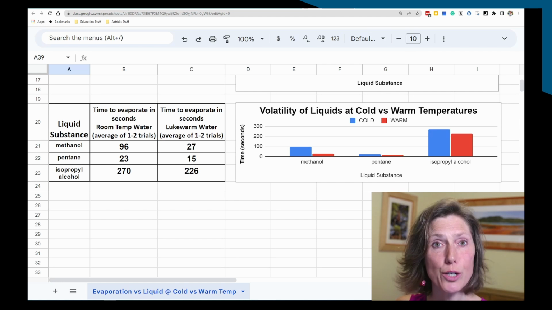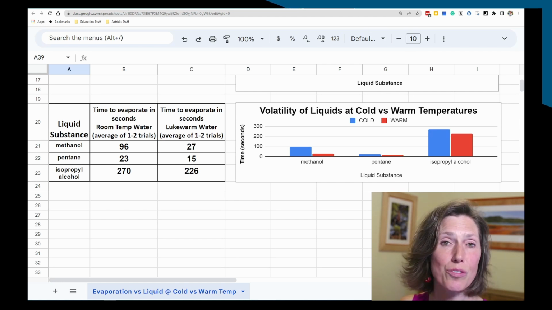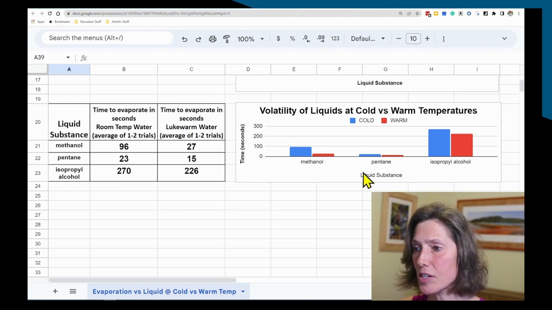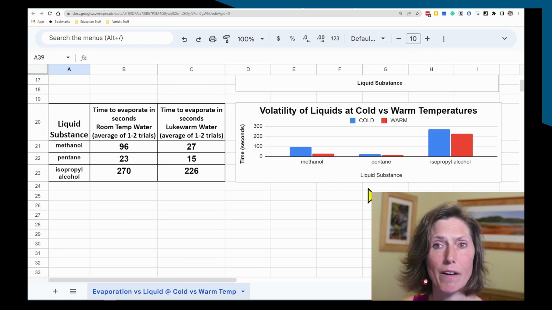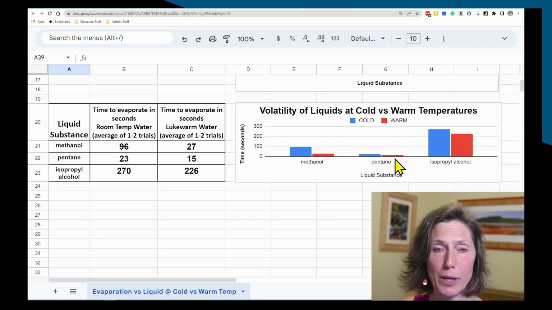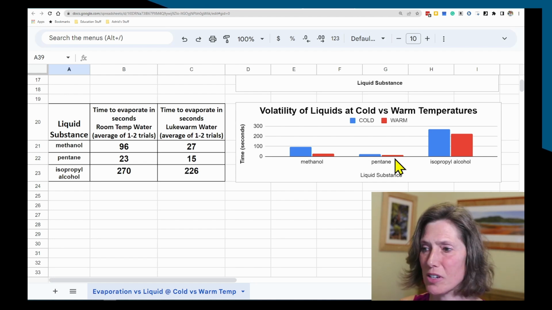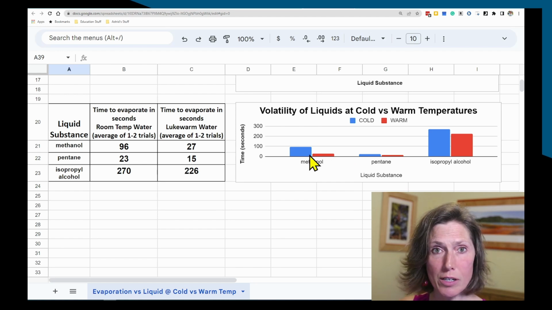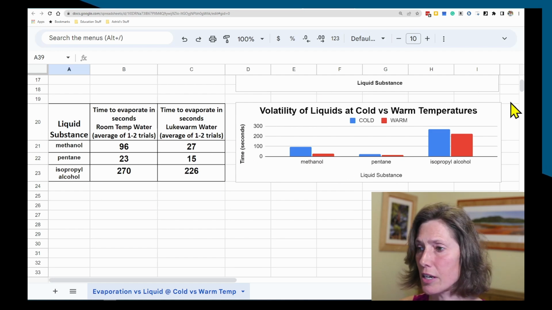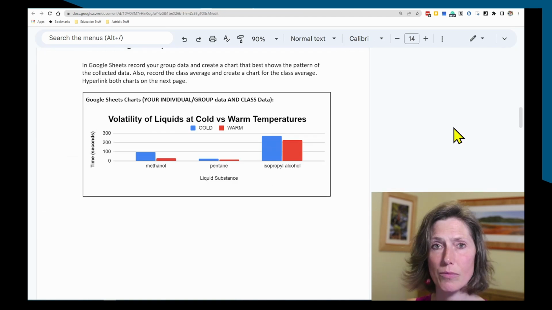This is the key Google Sheets that shows you the actual data that I've gotten with one of my chemistry classes. And you can clearly see here that it took pentane a very short amount of time, especially the warm pentane, to evaporate, that 1, maybe 2 drops. It took methanol a little bit longer, and isopropyl alcohol took the longest to evaporate. And you could see here the time in seconds, and here it's shown as a bar graph.